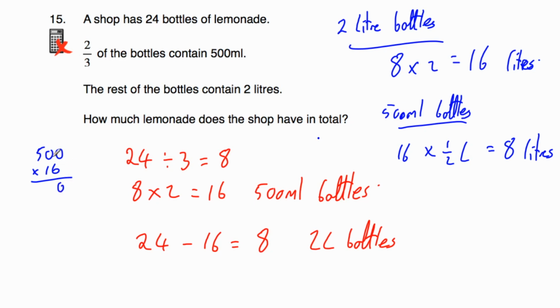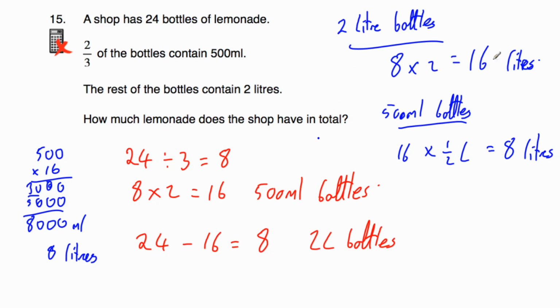6 times 0 is 0, 6 times 0 is 0, and 6 times 5 is 30. So we've multiplied 500 by 6 and got 3,000. Now we need to multiply 500 by 10, so put our 0 down. 1 times 0 is 0, 1 times 0 is 0, and 1 times 5 is 5. So that's 5,000 millilitres, and adding them together, 0, 0, 0, and 8. So that'll be 8,000 millilitres, which is 8 litres. And that's it. So there's a few different ways you can work out how much lemonade is in those 500 millilitre bottles, but altogether there'd be 8 litres.